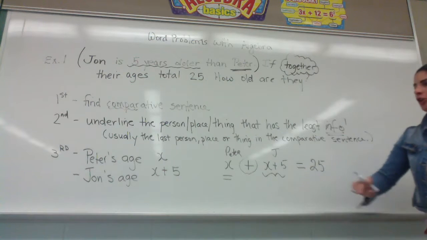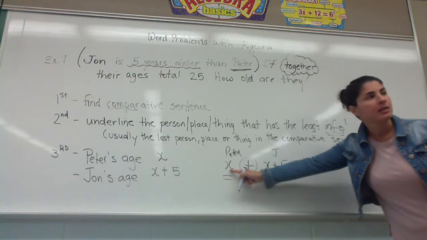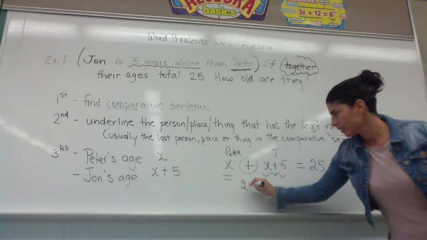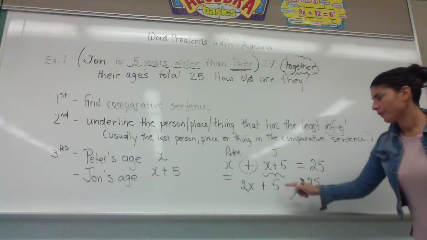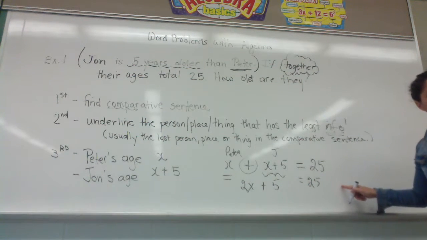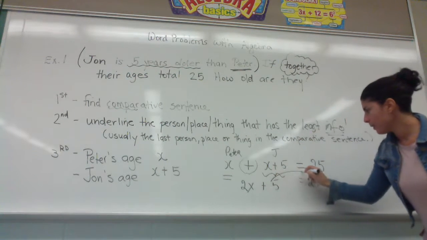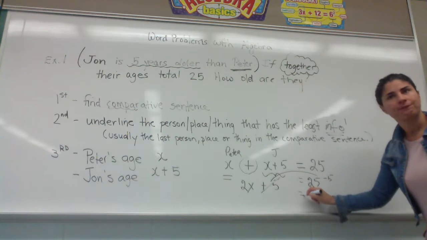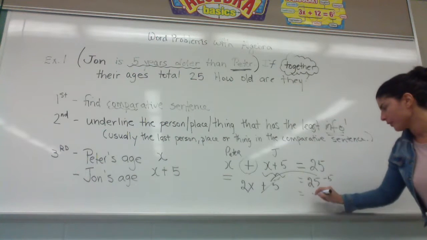Now, do we know how to solve this? Yes, we should. One x plus another x gives me how many x's? 2 x's. We have a plus 5 that we're going to remove from this side. So how do we do that algebraically? Solving for x, it has to be a minus. So we bring it over. Minus 5. This gets rid of this. Equals 25 minus 5, which is 20.